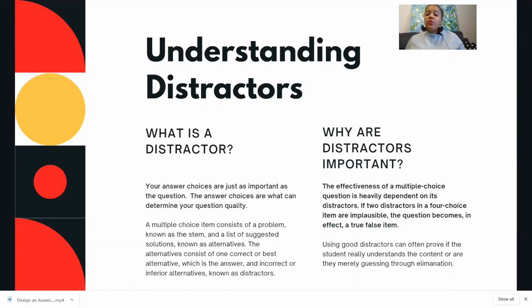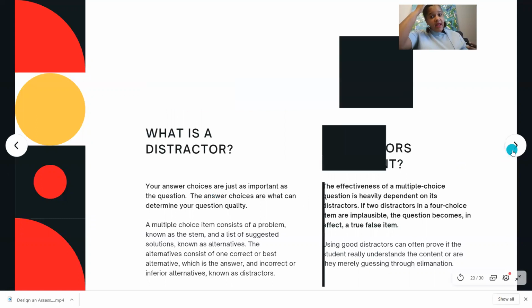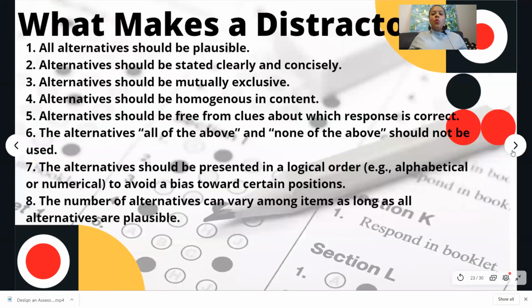Why are distractors important? The effectiveness of a multiple choice question is heavily dependent upon the distractors. A good distractor can often prove whether the student understands something or not, or whether they are just doing the process of elimination and guessing. Now we can go to this slide. What makes a distractor? I'm going to be quiet while you read this, and we'll talk a little bit in more detail.